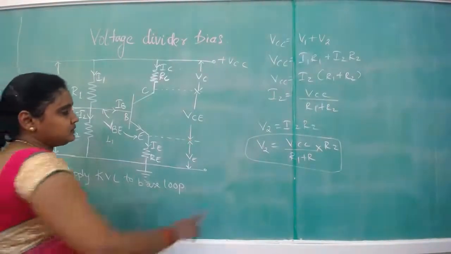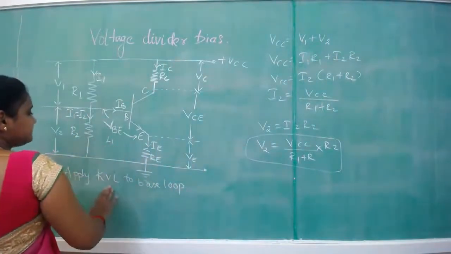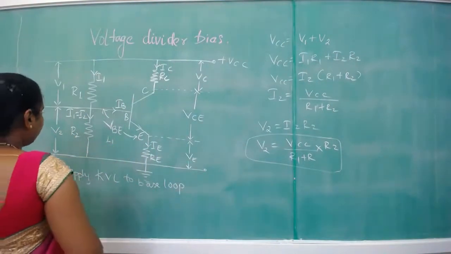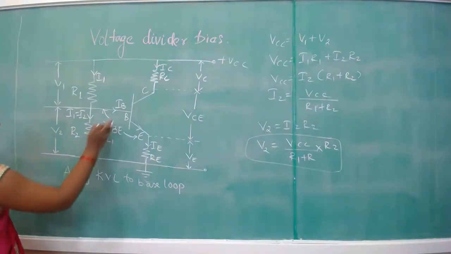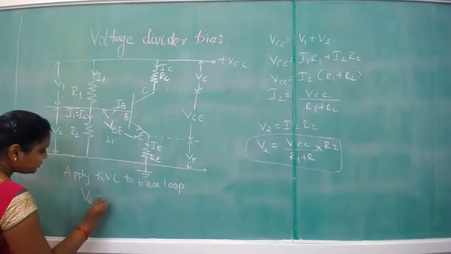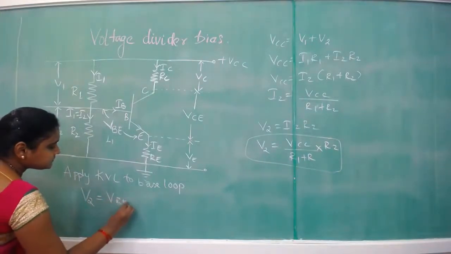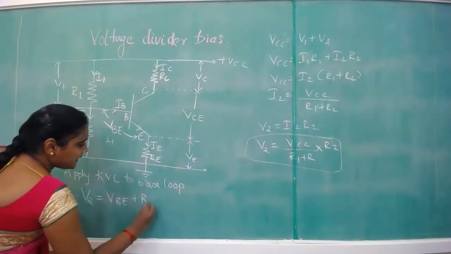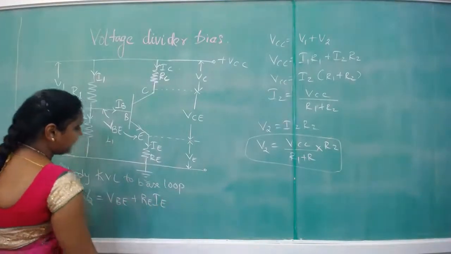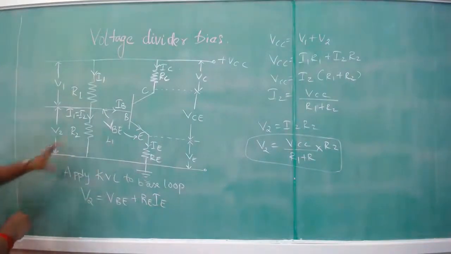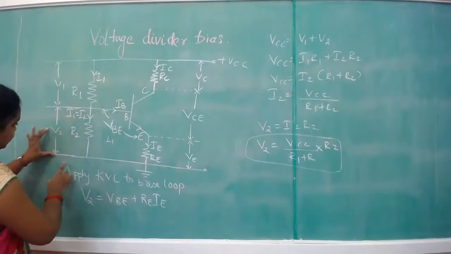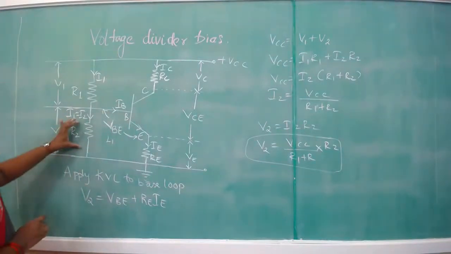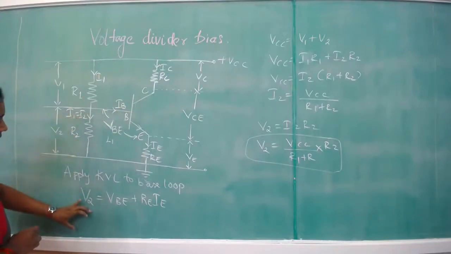So now we will apply the KVL to the base loop, where we can write the input voltage is V2. That means the voltage drop across the R2 is the input. So we can write it as V2 is equal to VBE plus IE RE. In this particular loop, input voltage is voltage drop across R2. That is nothing but V2.